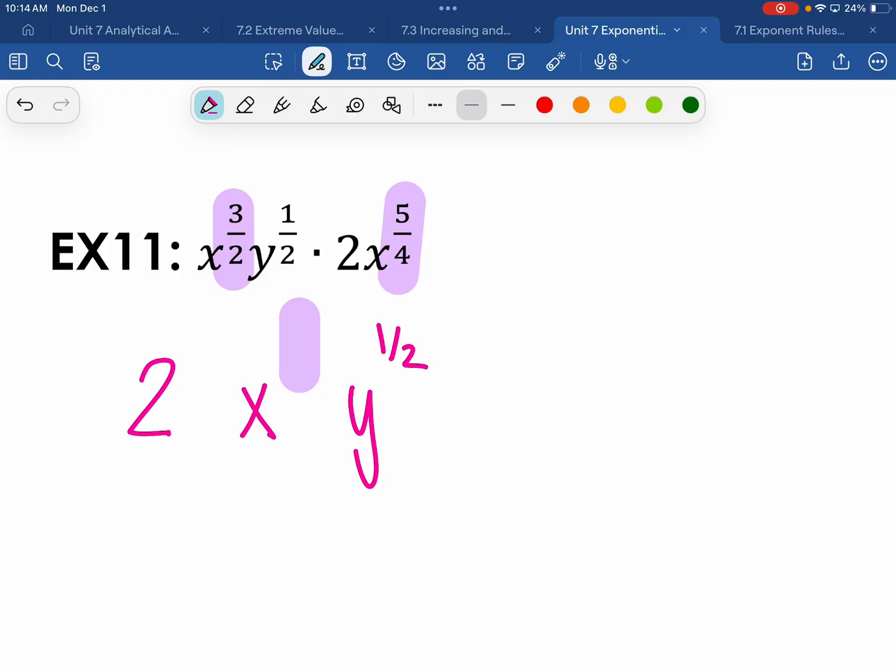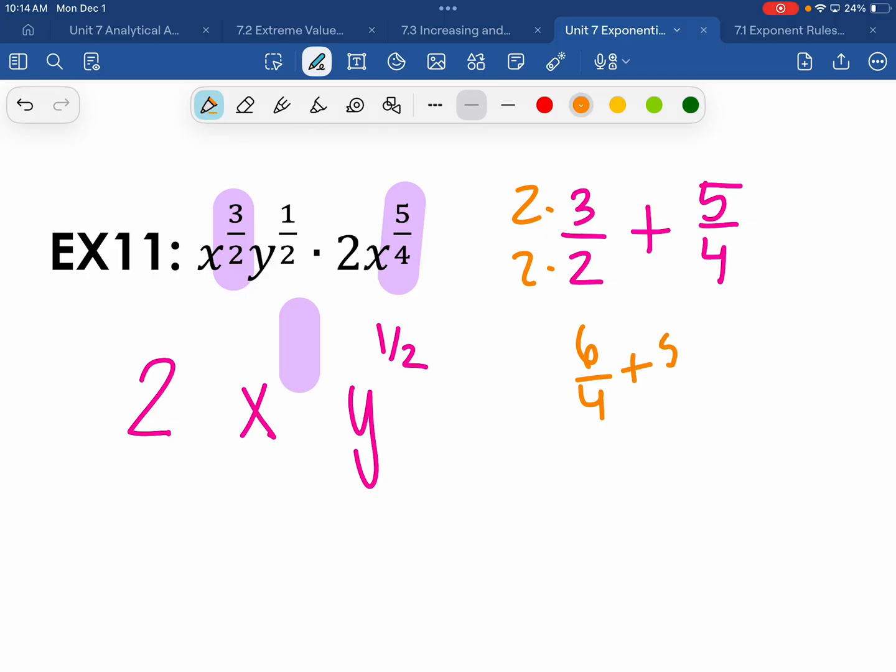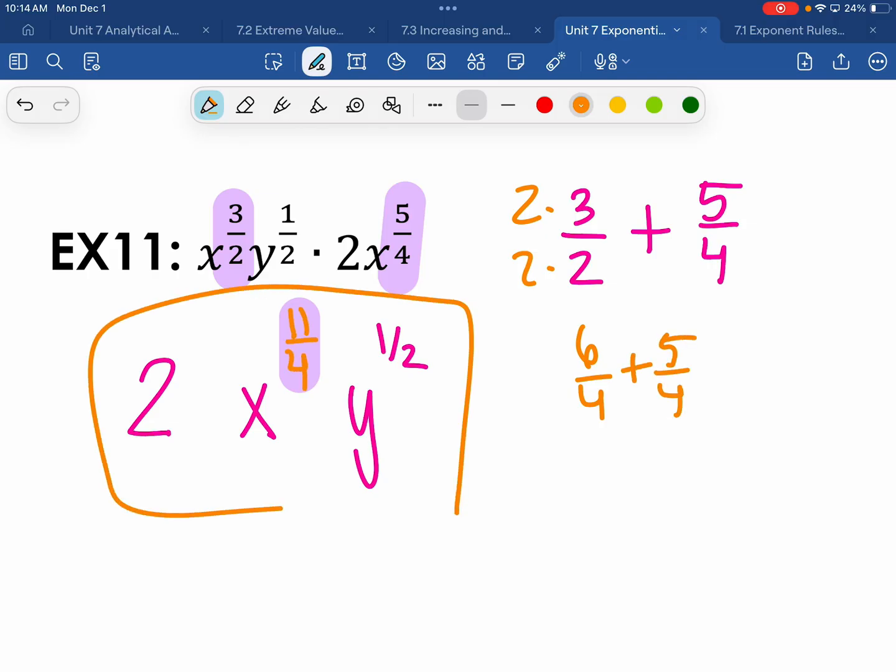So 3/2 plus 5/4. That's going to give you 6/4 plus 5/4, which is going to give you 11 over 4. And that's all you can do. So not all the questions are going to be really complicated like those last two that I did. I actually tried not to ask a whole lot of those on your homework.